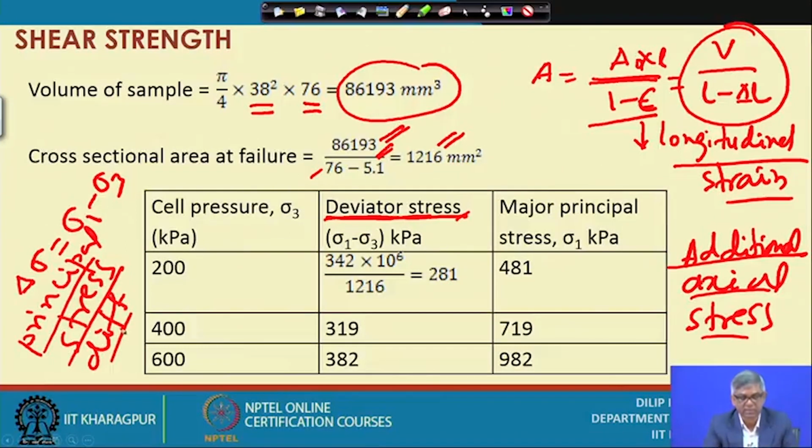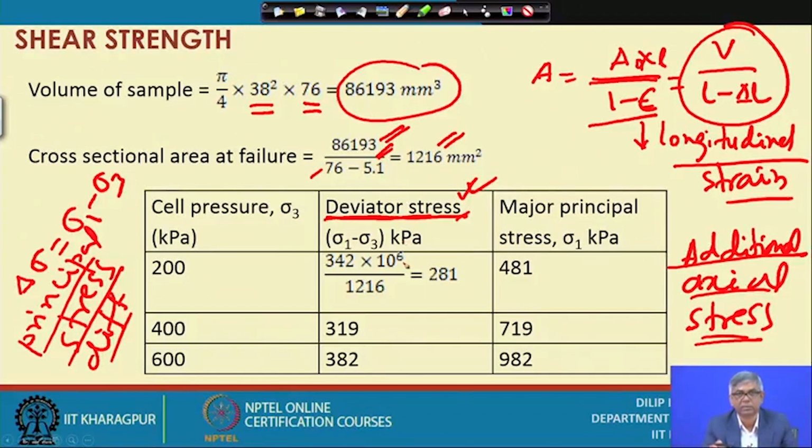Principal stress difference, why? Because it is sigma 1 minus sigma 3. And additional axial stress because the confining pressure is acting all around the same and additionally we are giving axial stress. Also it is deviator stress, that means the difference from this to this. So, three names can be used to explain this. Deviator stress can be calculated this way.